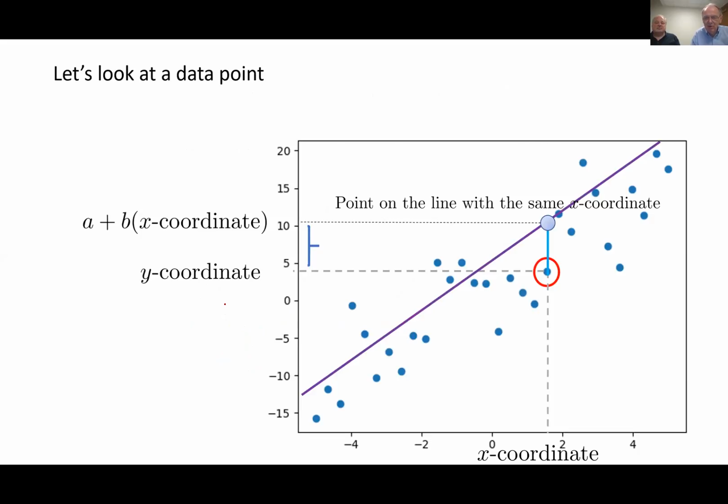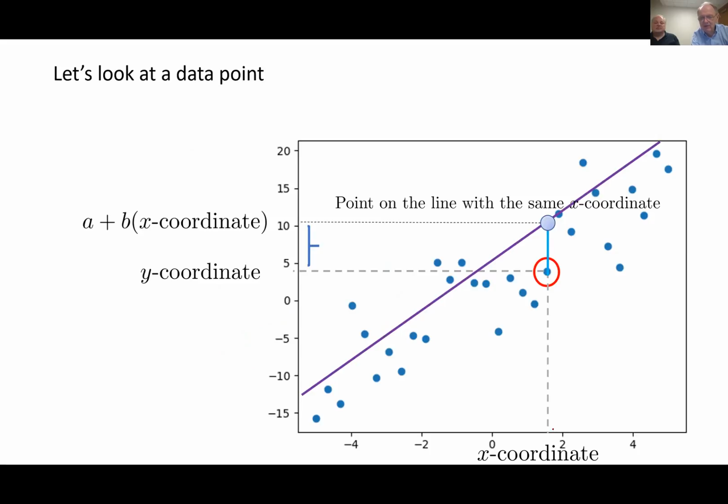Here the purple thing is a line, and then I have these data points spread all over the plane. I want to measure how far the data point here is. This one with a red circle around it is one of my data points. How far is that from lying on the line?